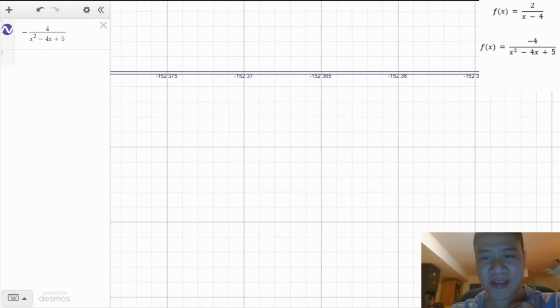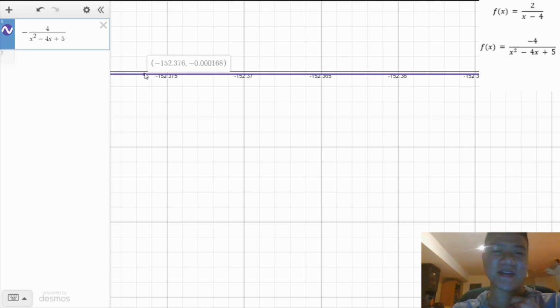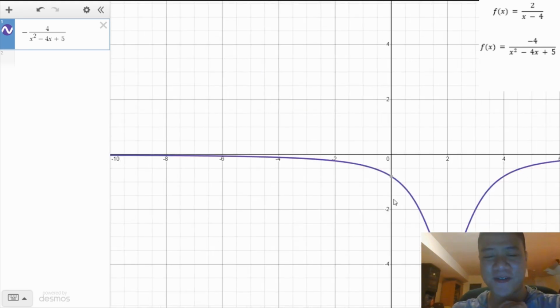Let's keep zooming in. There you have it. So it gets really close to 0, and it's always going to get closer and closer to 0. These decimal places will get even smaller. But yeah, it always gets close to 0 but never crosses it. So we don't have any x-intercepts.